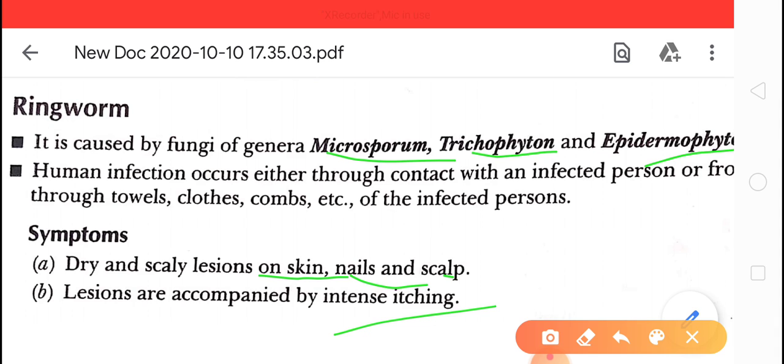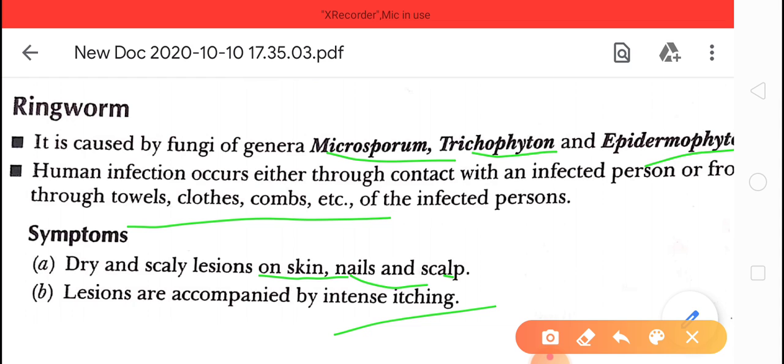Okay, sorry, where the affection takes place. So basically intense itching occurs on the skin, nails and scalp. Microsporum, Trichophyton and Epidermophyton affect the human. They also spread from one person to another person through towels, clothes and combs.